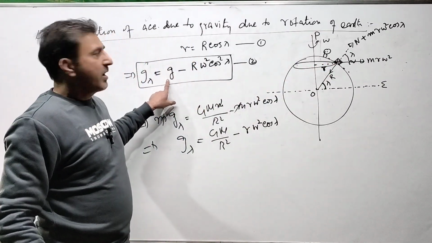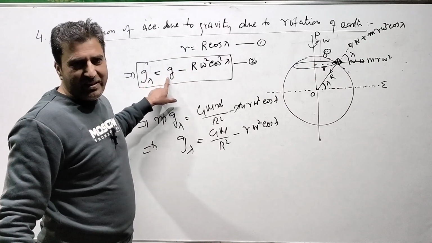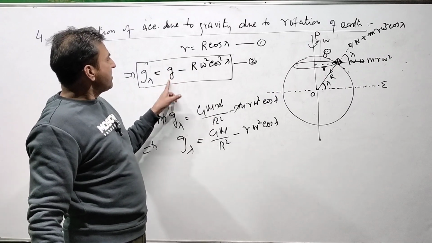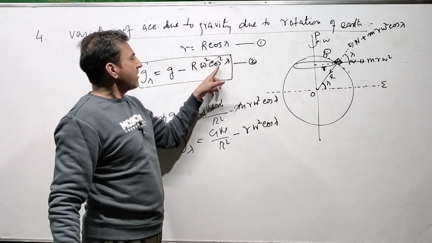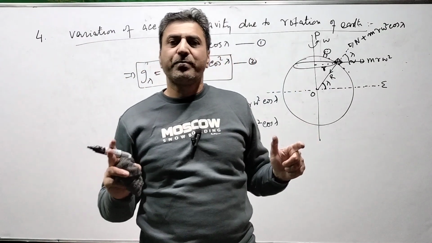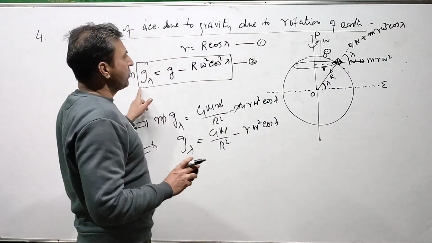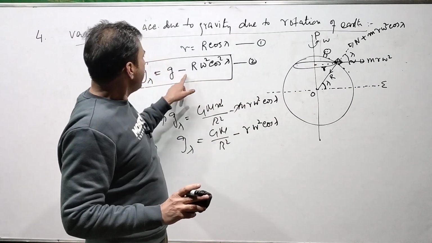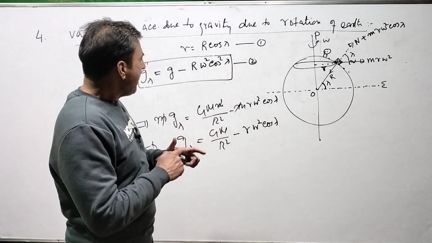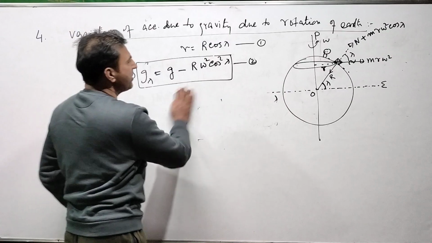Had there been no rotation, had omega been 0, then g lambda would be g, 9.8. But the acceleration due to gravity is not g, but g minus something, that is r omega square cos square lambda. This negative quantity is due to rotation of the earth. So this is the actual acceleration due to gravity with rotation of the earth, g minus r omega square cos square lambda.